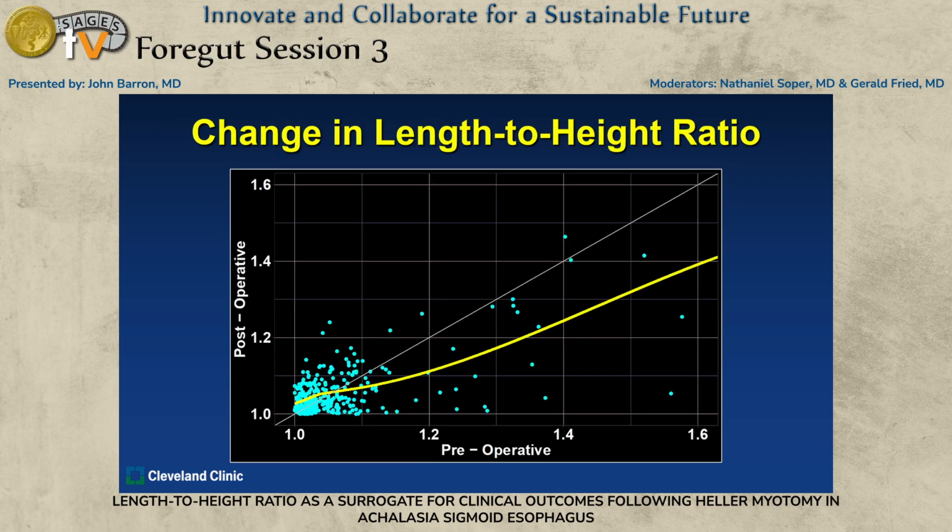This is a scatter plot comparing pre to postoperative length to height ratio. If tortuosity were to remain exactly the same, the points would fall along that diagonal line in the middle, meaning that points to the right indicate a postoperative decrease in length to height ratio. And we can see that patients with increased preoperative tortuosity tended to experience improvement in tortuosity with myotomy, based on the decreased average length to height ratio seen by the yellow line.